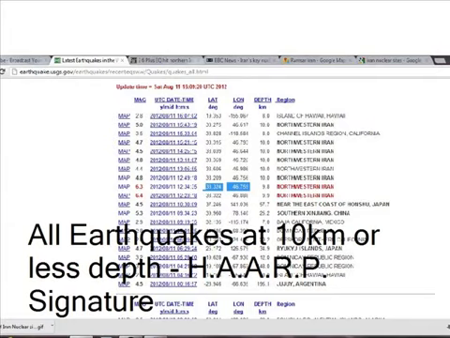HAARP technology. I've seen the same HAARP technology, the same signature where multiple earthquakes will set off in the same spot, have set off volcanoes. So it is possible that HAARP is aiming these earthquakes at Iran and possibly with the intention of targeting their nuclear facilities.